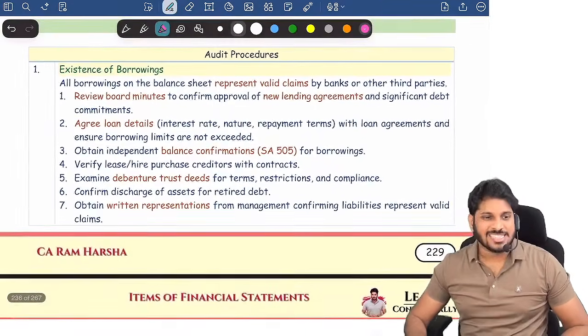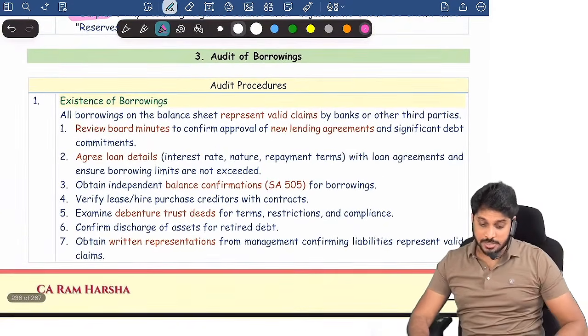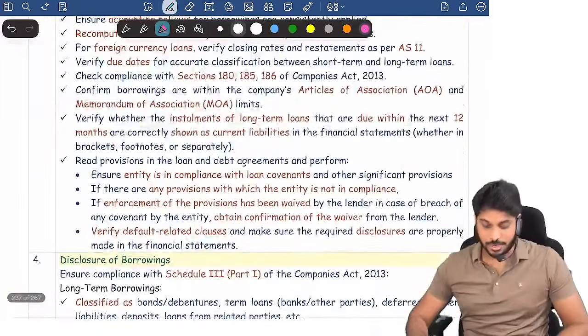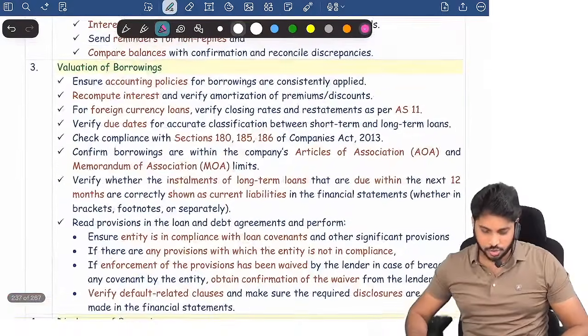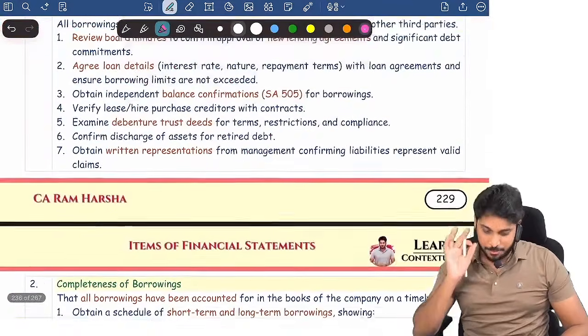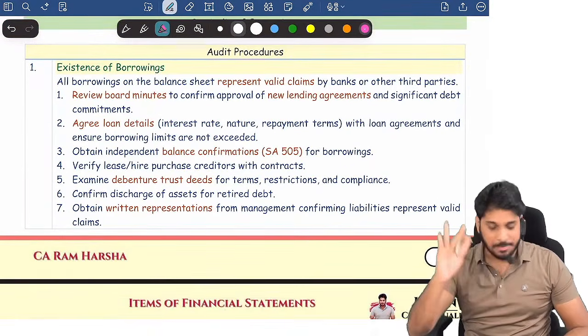Okay, now let's continue discussing borrowings. Borrowings is most important, many times tested. So borrowings, what we need to check? Every point is important. In borrowings, every point is important.